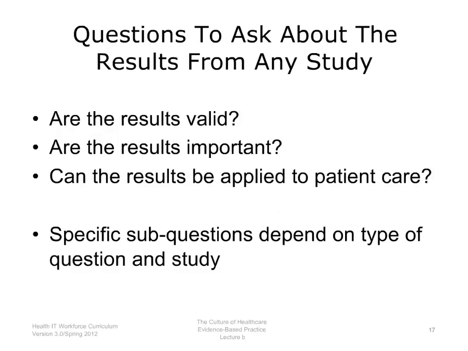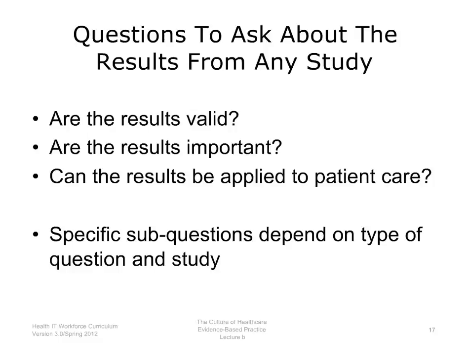When we find a piece of evidence, a study, we ask 3 questions. Are the results of the study valid? Are the results important? That is, did the results show that some treatment or test is efficacious? And then, can the results be applied to patient care? We also have to determine if the results from a study can be applied to a specific patient. If the study was done with a different age group or a different gender, the results may or may not be applicable.